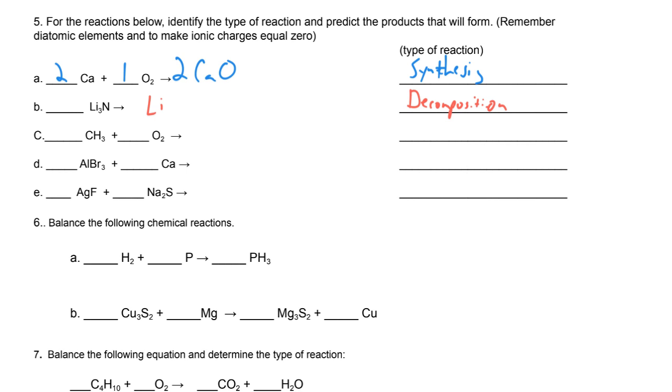So what is this going to split into? It'll split into lithium plus nitrogen. Nitrogen is a Hofbrinkel, so it needs to be an N2. And now to balance this, we'll need a 2 here, a 6 here, and a 1 here. There we've got 6 lithium and 2 nitrogen on both sides.